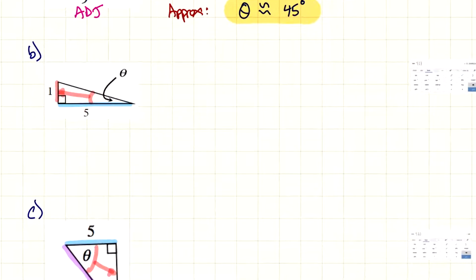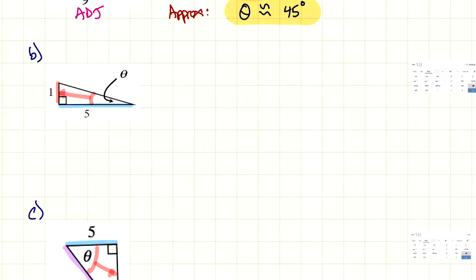All right, and then B, let's do this one again. We have our angle, here's our opposite, this is our adjacent. So opposite and adjacent again, so right away that tells me this is going to be tangent. So tangent of theta is equal to 1 over 5.